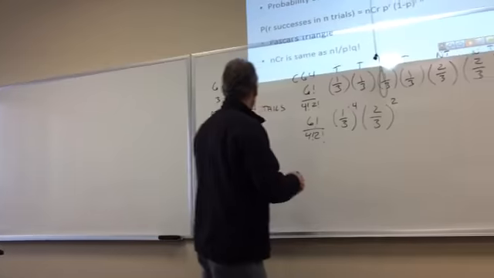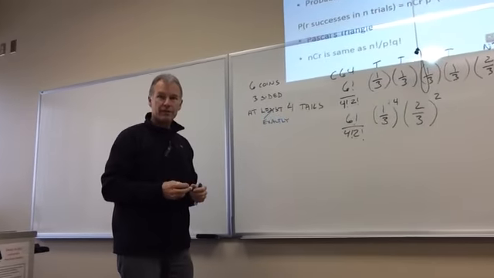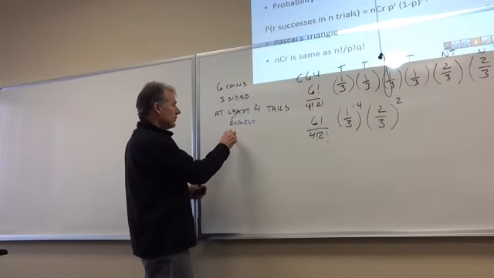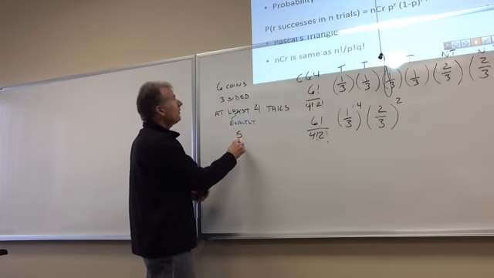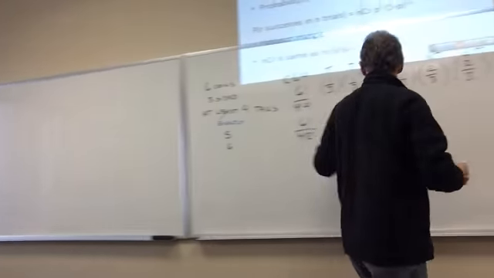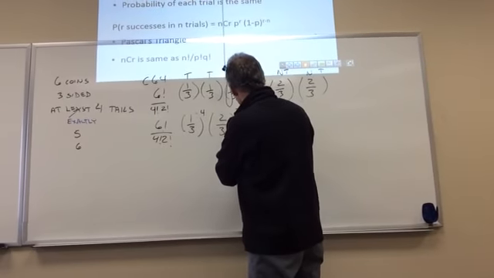No? Okay. Okay, now if we change the problem, the original problem said at least 4 tails, right? So now we have exactly 4. So then we would need to get exactly 5 and exactly 6, right? So how would I change this right here?